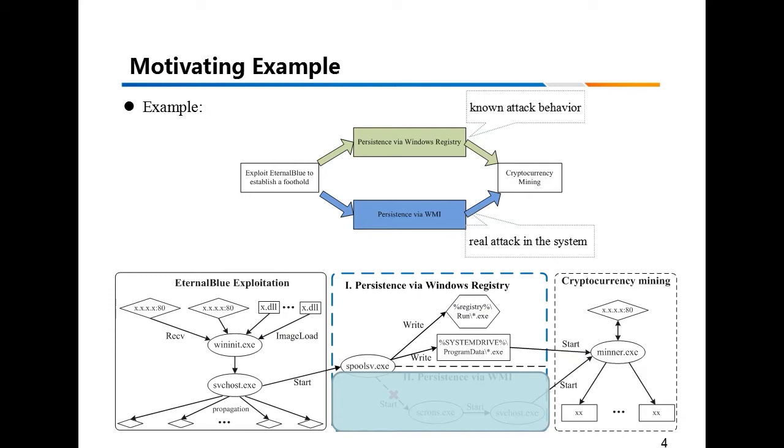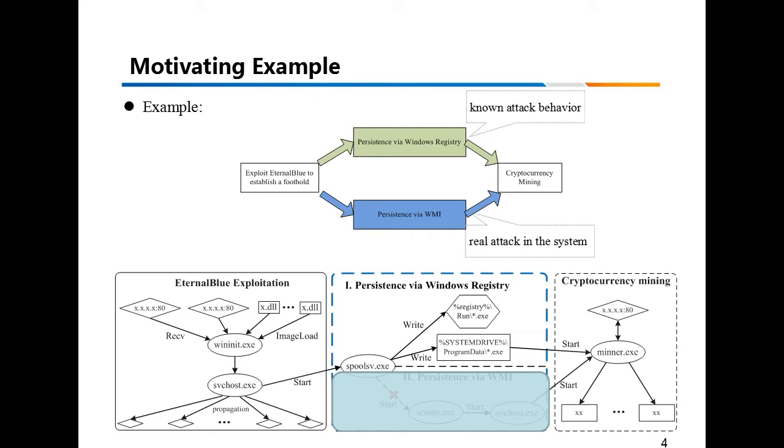Now let's see a motivating example of our paper. The known attack behavior is that at first, the attacker employs EternalBlue to establish a foothold. Then he modifies the Windows registry for persistence. At last, the cryptocurrency miner is started. However, the persistence technique is changed in the real attack scenario, which uses WMI for persistence. The query graph of this scenario is shown below.